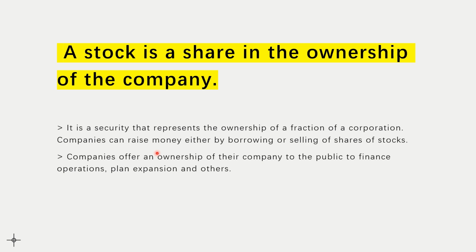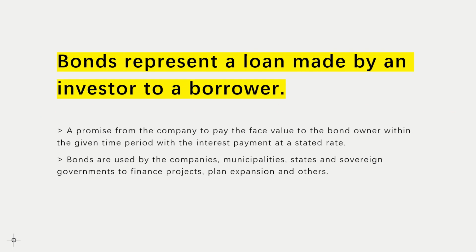Companies can raise money either by borrowing or selling shares of stock. Companies offer an ownership of their company to the public to finance operations, plan expansion, and others. Basically, you're selling a portion of your company in order to use that revenue to finance your own company. And in turn, if that goes well or not, it goes back to them. And more of that will be discussed later.